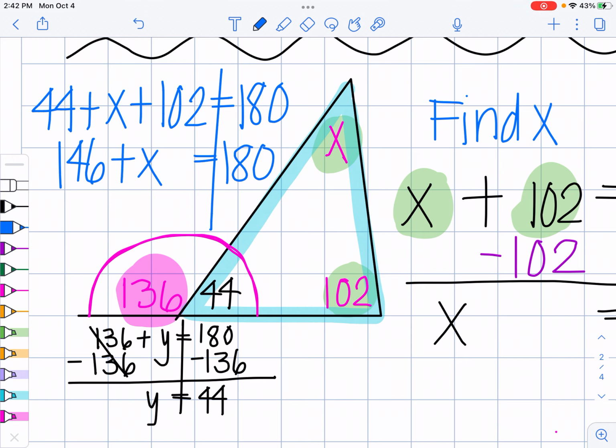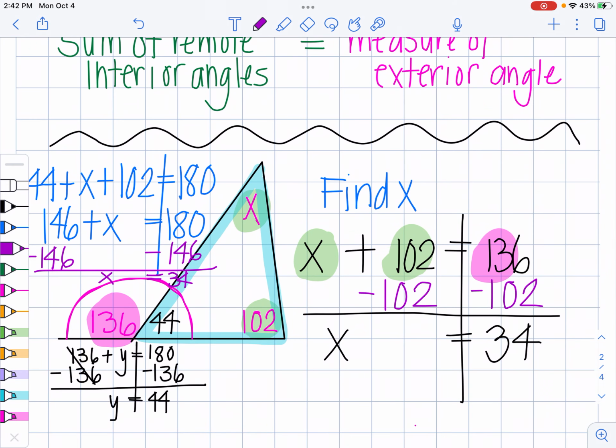And then I need to get x on the side by itself. So the opposite of positive 146 is negative 146. So I subtract 146 from both sides, and I'm totally running out of space. 180 minus 146 gives me 34. Ta-da! That's what I got right here. So you can see that using that sum of remote interior angles equaling the exterior angle is significantly quicker, but it does give me the same answer.